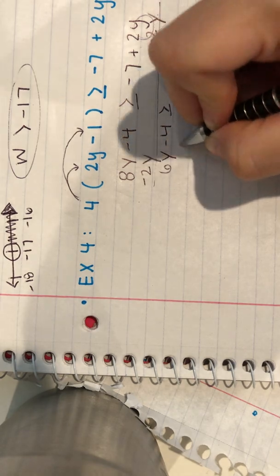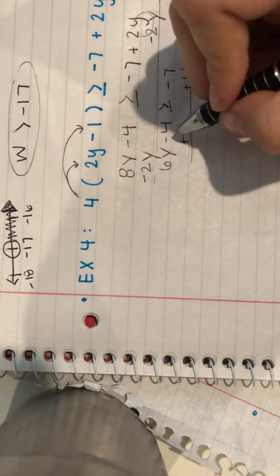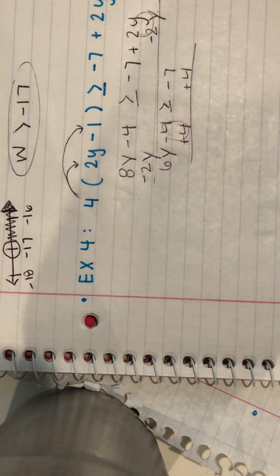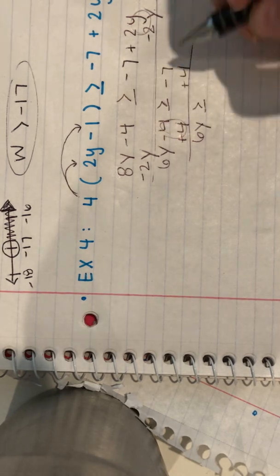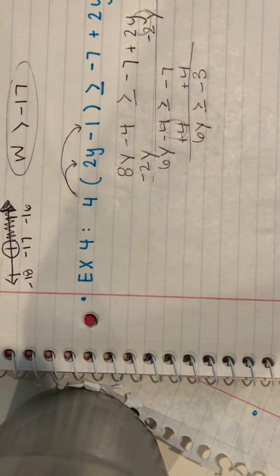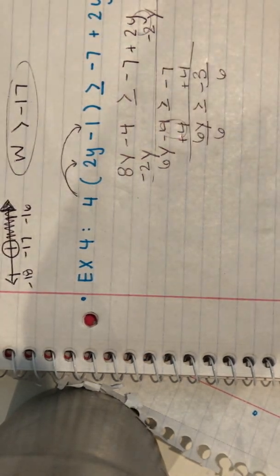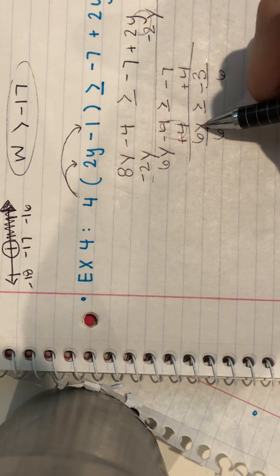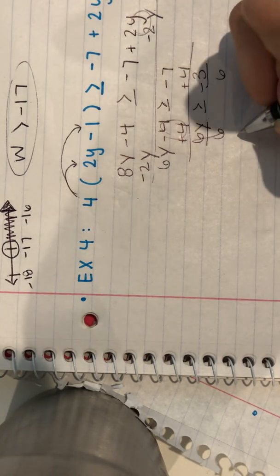So opposite of a minus 4 would be a plus 4. Negative 4 plus 4 is 0. So we have 6y is greater than or equal to a negative 7 plus 4, which would be a negative 3. Divide both sides by 6. Because this is 6 times y, the opposite of multiplication would be division. 6 divided by 6 is a 1.